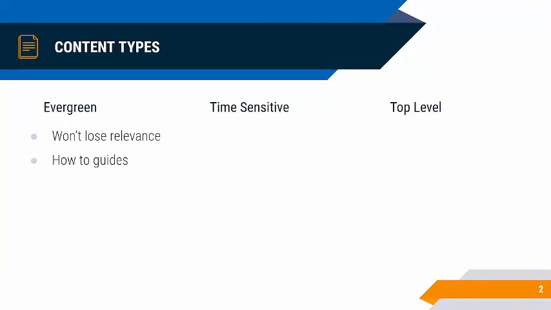Oh, and I skipped ahead. Another great piece of evergreen content is a how-to guide. So like what to do after a car accident or how to report a dog bite. These are the kinds of things that are not going to change, and they're really helpful, information-rich pieces of content.